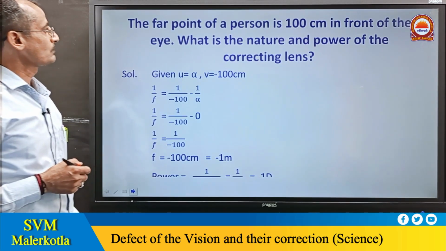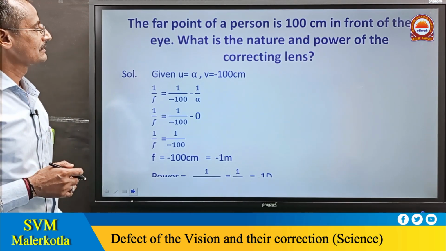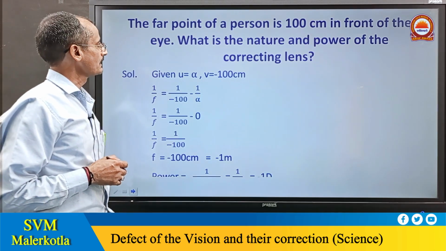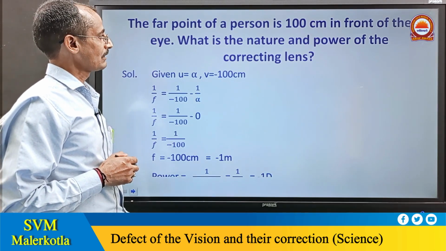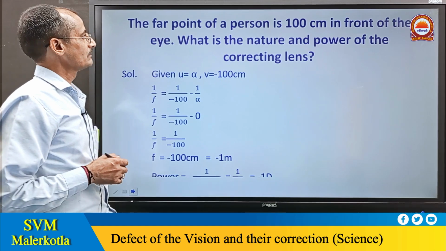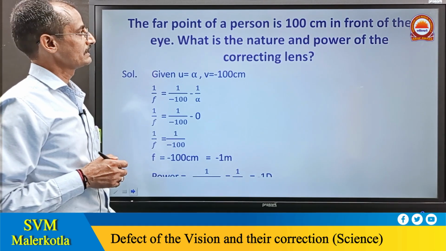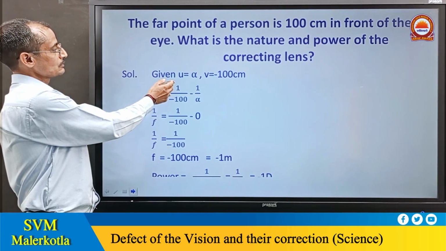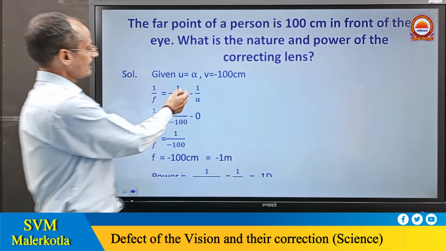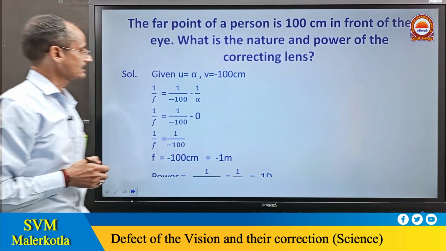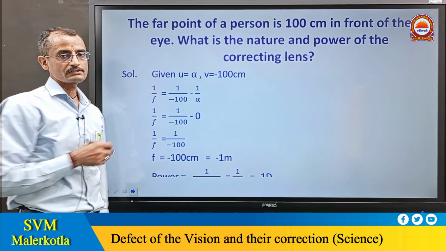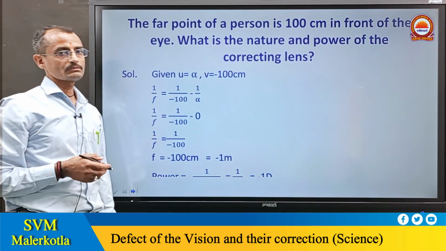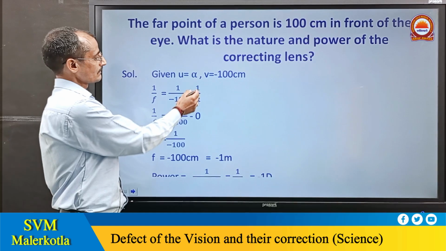Next, the far point of a person. This is a numerical. The far point of a person is 100 centimeter in front of the eye. What is the nature and power of the correcting lens? Say one person is there and the far point for that person is 100 centimeter. So we can use that formula. We are given here u is equal to infinity and v is equal to minus 100 centimeter. Then using the lens formula, 1 by f is equal to 1 by minus 100, minus due to the sign conventions, minus 1 upon infinity.